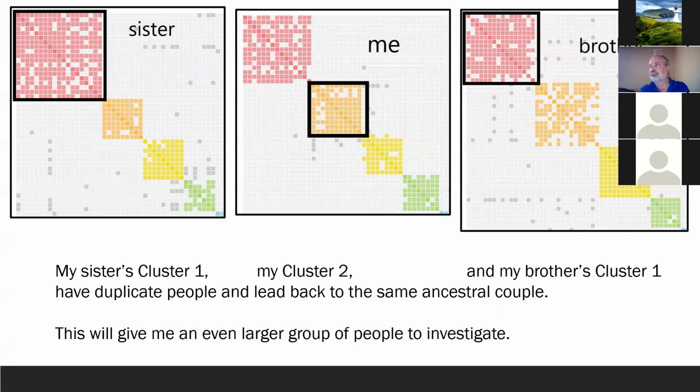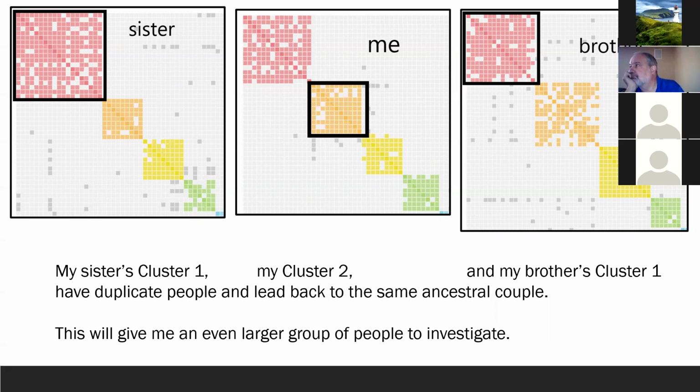Here are the 3 clusters that we have. And during the demo part, I can open these and show you, but not on the recording. Sorry about that, but during the recording, there's no way for me to redact all the names. So for my sister, her cluster number 1, my cluster number 2 in orange, and my brother's cluster number 1 have duplicate people that lead back to the same ancestral couple. So it doesn't necessarily mean that red, red, and red all lead you back to the same place.